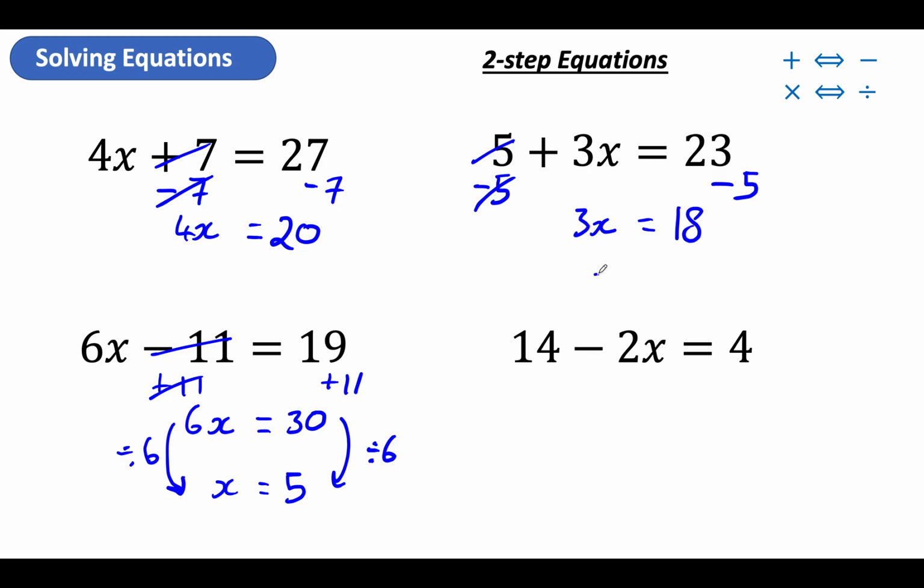3x equals 18. I don't want 3 x's, I only want one of them. So I divide by that number touching x. I divide it by the 3, split it into 3 equal pieces, and each one of those pieces is worth 6. So x is worth 6.